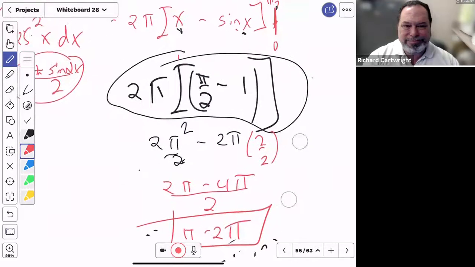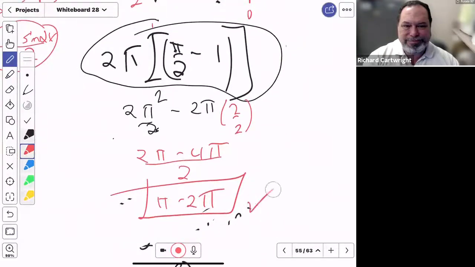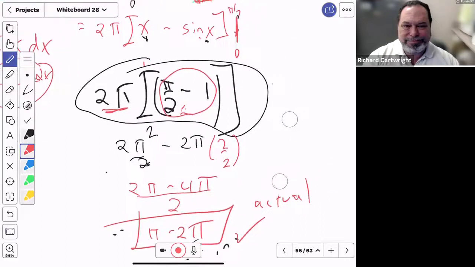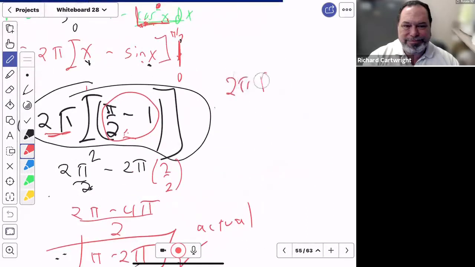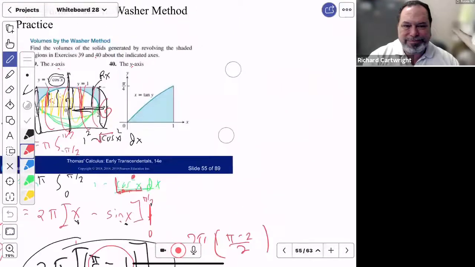Somebody wants to integrate this with a calculator and tell me if we get the same answer? Is this the actual answer? If you just left the 2 pi out, this is the answer you should get, which would have been 2 pi times pi minus 2 over 2, whatever that is as a decimal. So somebody check their decimal and see if they get that. And if not, no one's going to check it, then I'll move on to number 40.